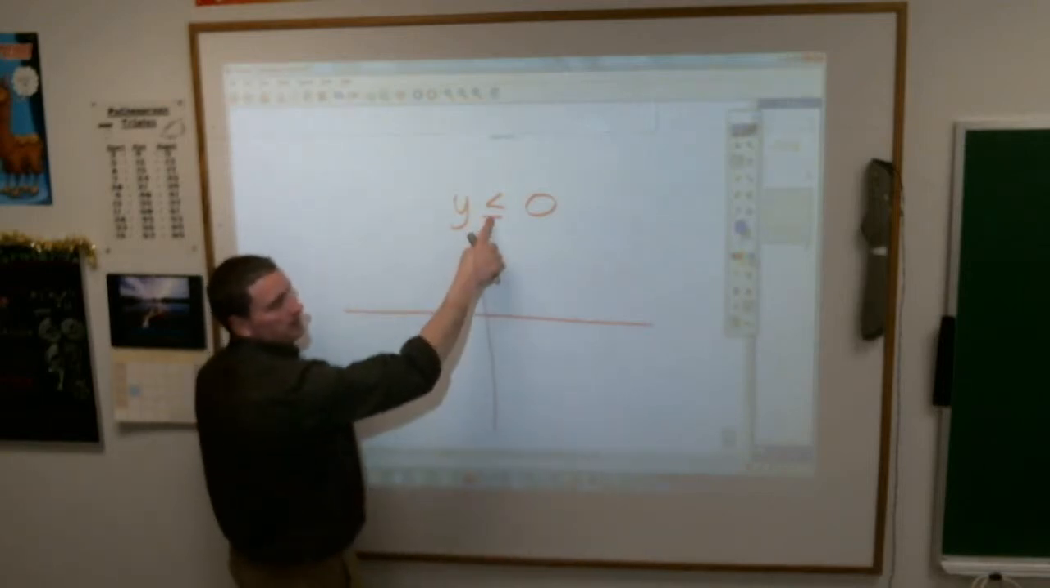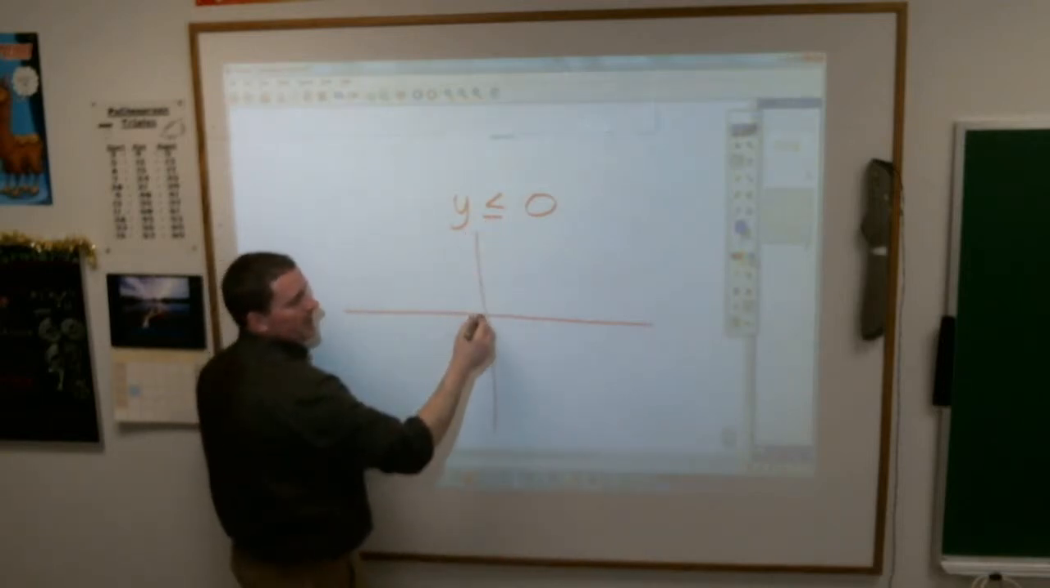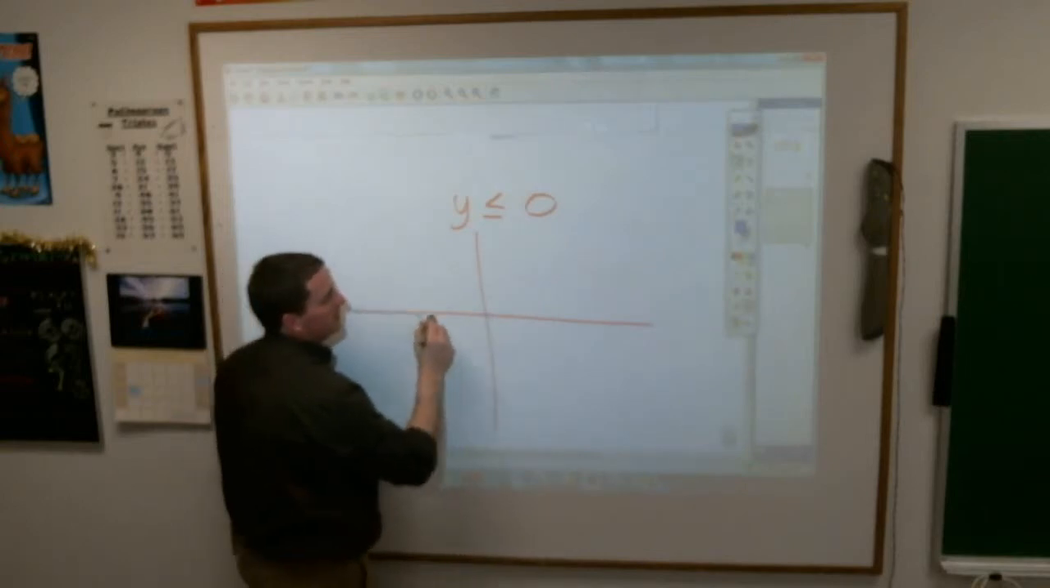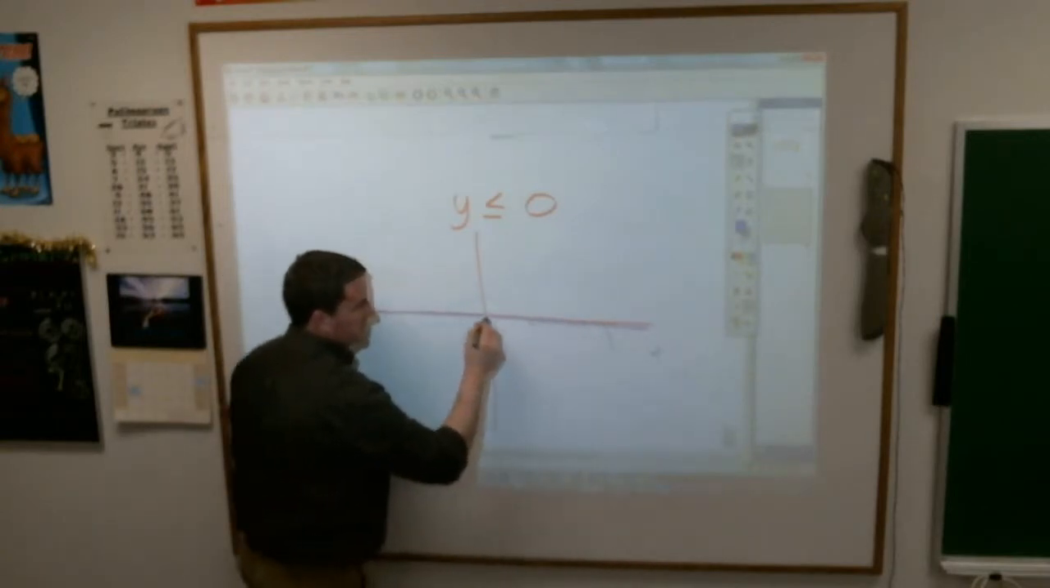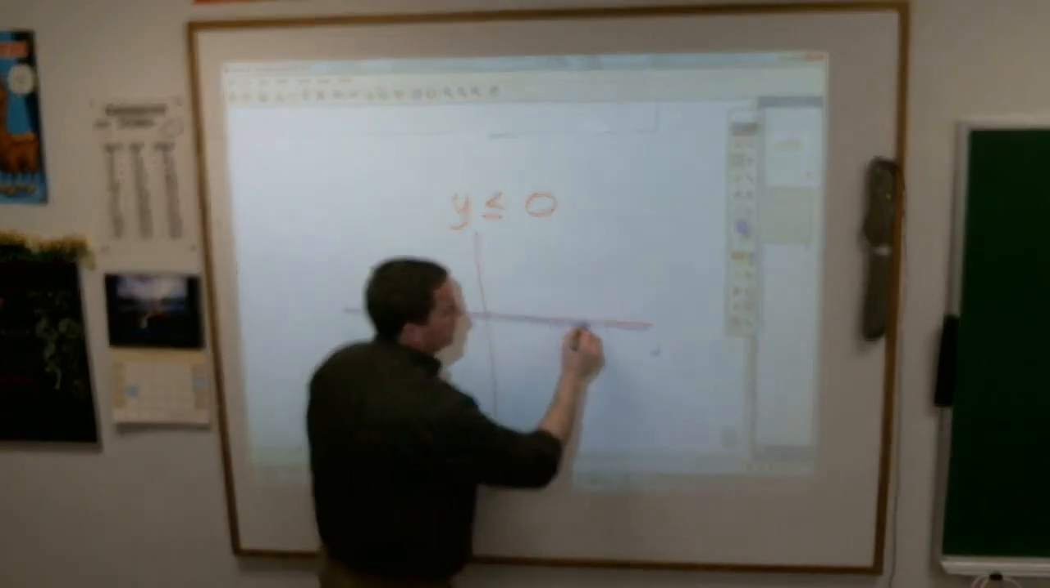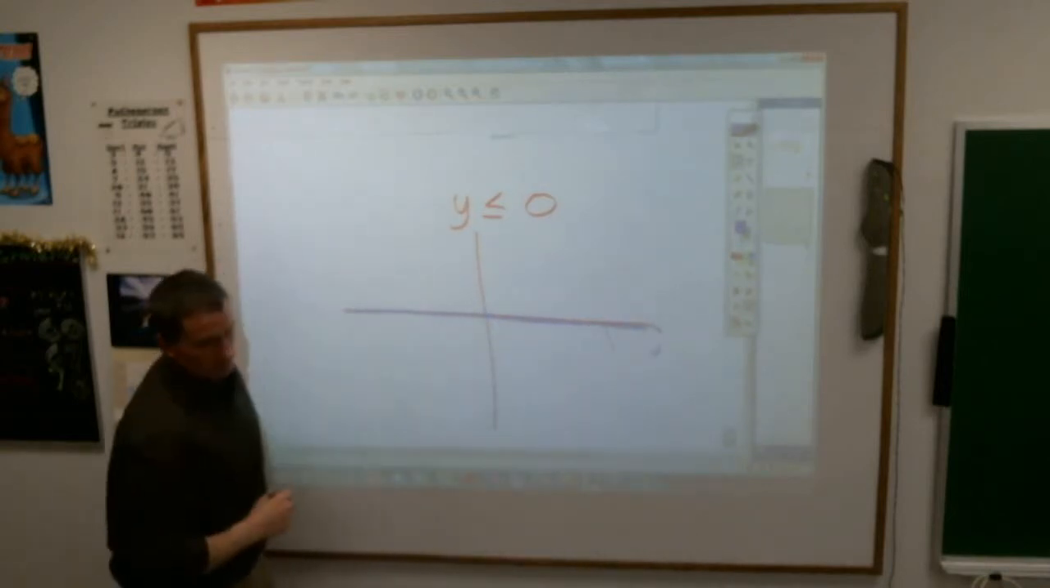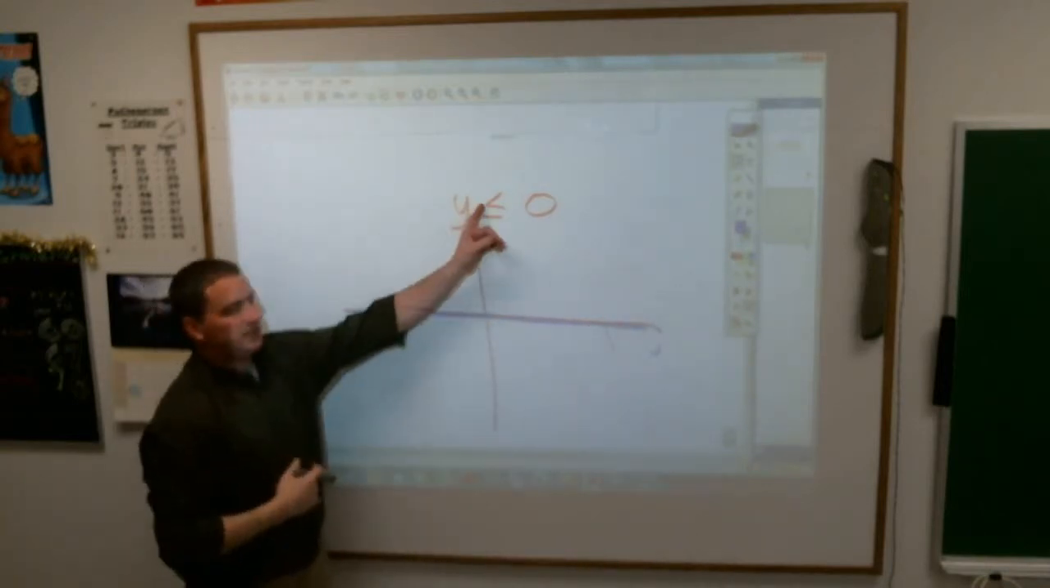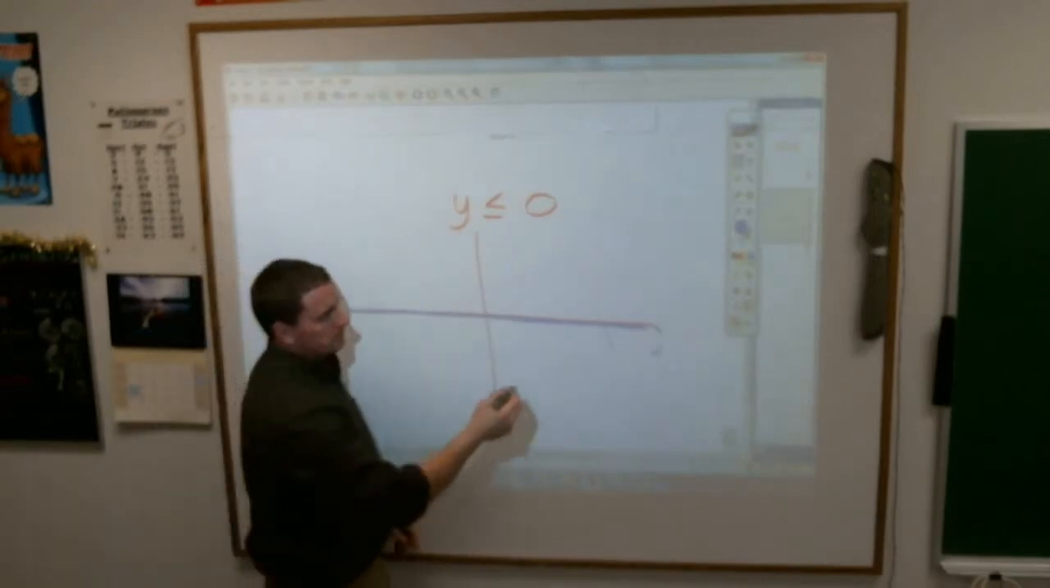So there's an equal sign. Here where y is 0, which is right here, you draw a solid line. It's actually the x-axis. And then what am I going to shade? Anything below it, because y has to be less than 0.